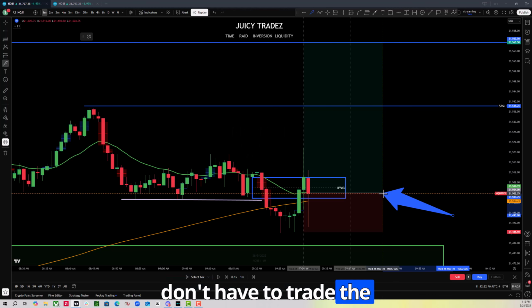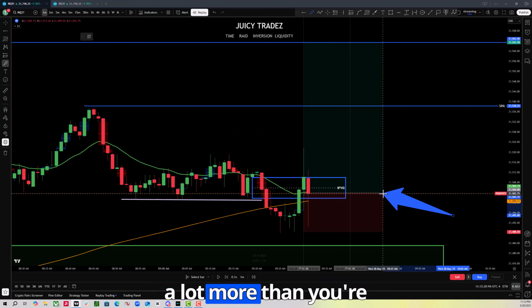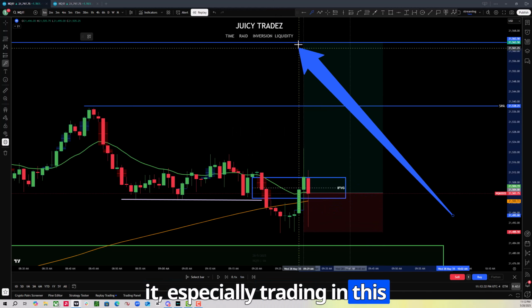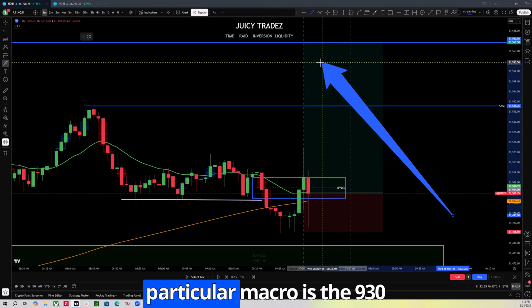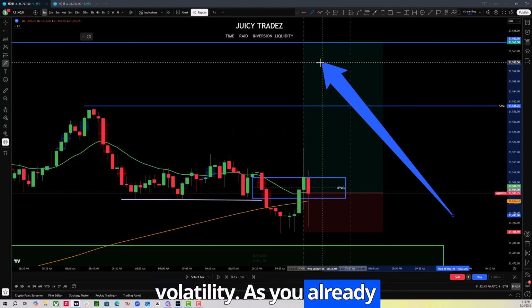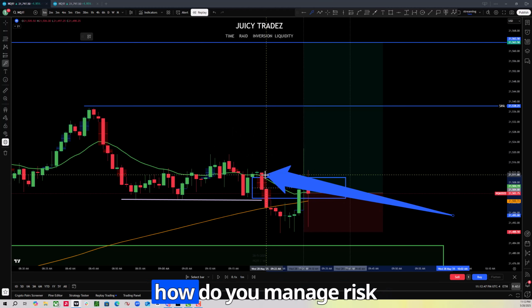Also, you don't have to trade the actual mini contracts. You can also trade the micros, the MNQs, and that will actually save you a lot more than you throwing too much size on, especially trading in this particular macro. This particular macro is the 9:30 to 9:40 opening drive macro. In that macro, you're going to see extreme volatility. As you already saw, price went up, came down, never closed below the IFVG.